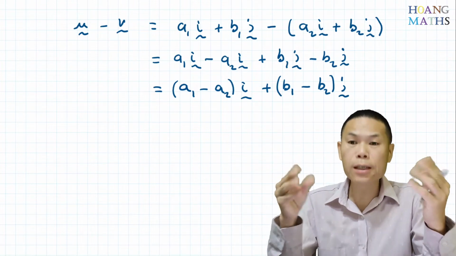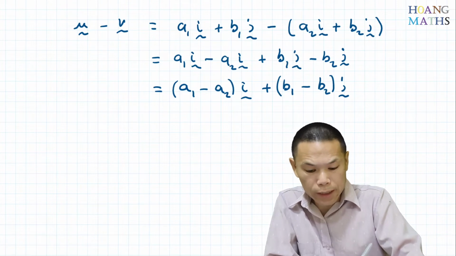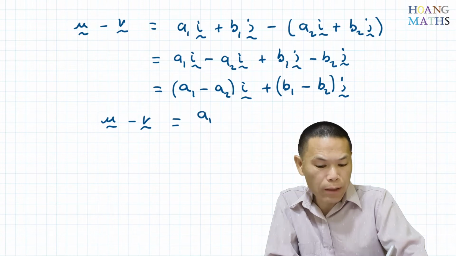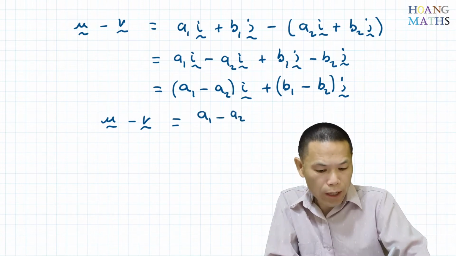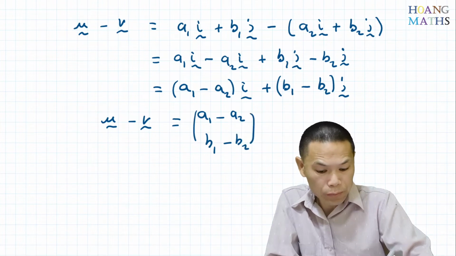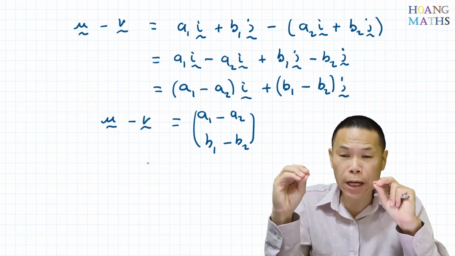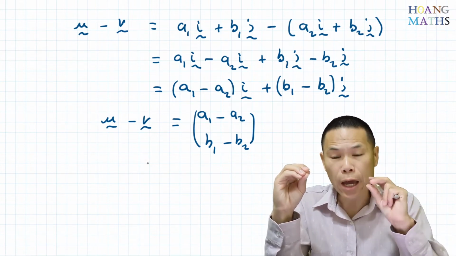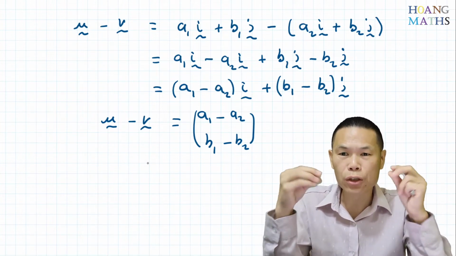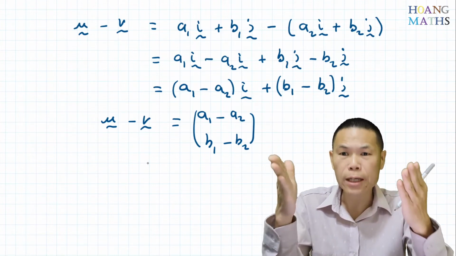So of course, this is vector component form. So I can write in column form. So u minus v is equal to a1 minus a2, and then this is b1 minus b2. There you go. So if we add vectors together, the i components we just add with the i component, and the j components we add together. Similarly with the subtraction, the i component we minus the i component and the j with the j, okay? So keep that in mind.